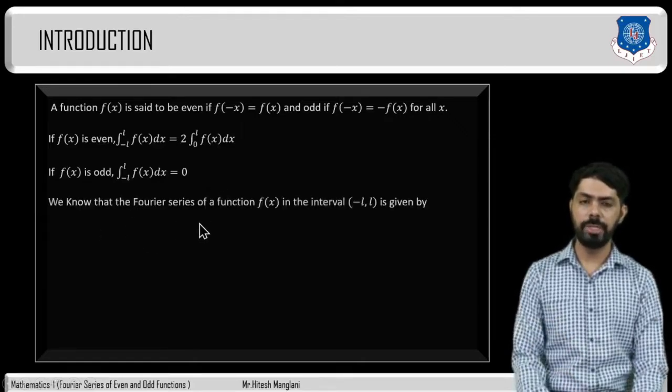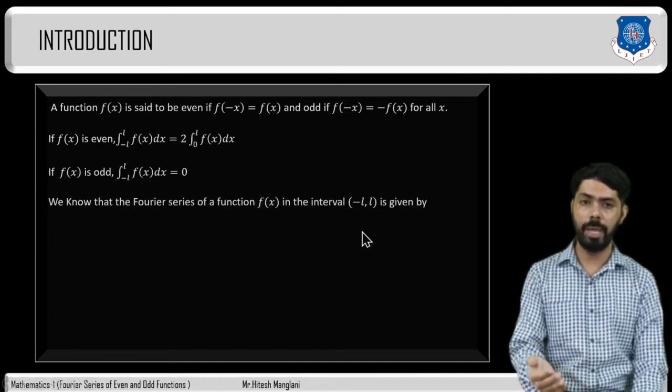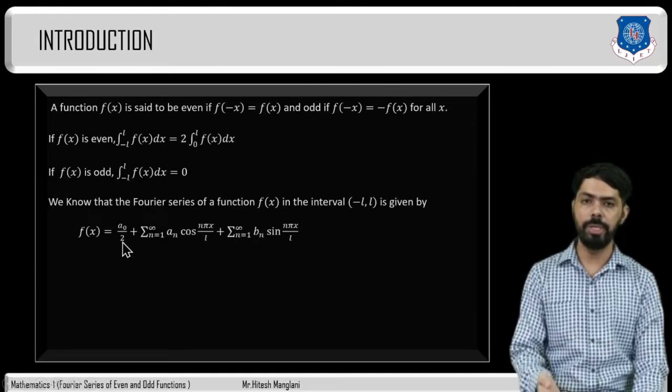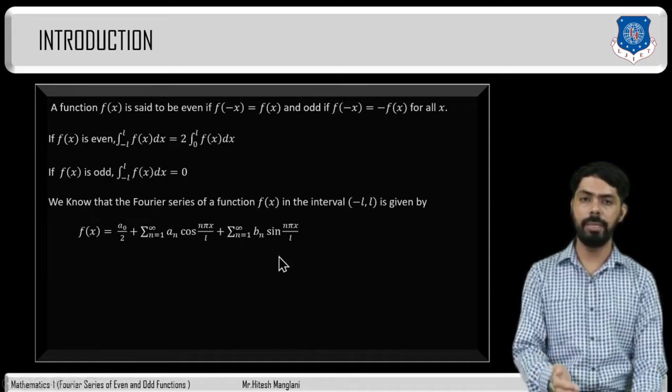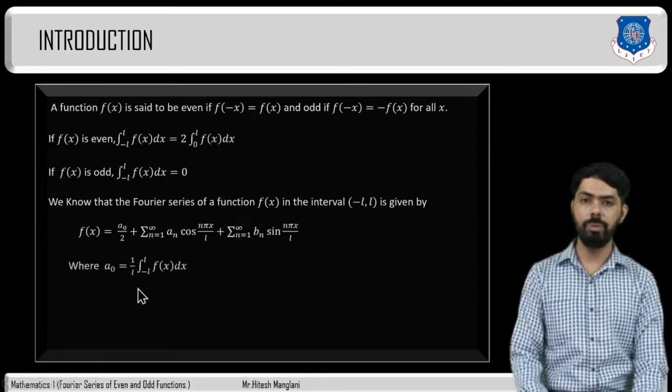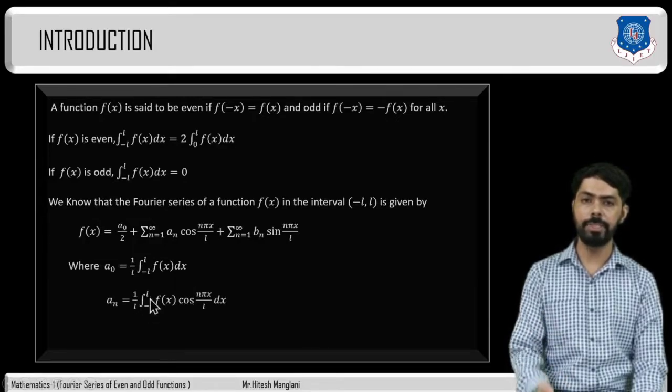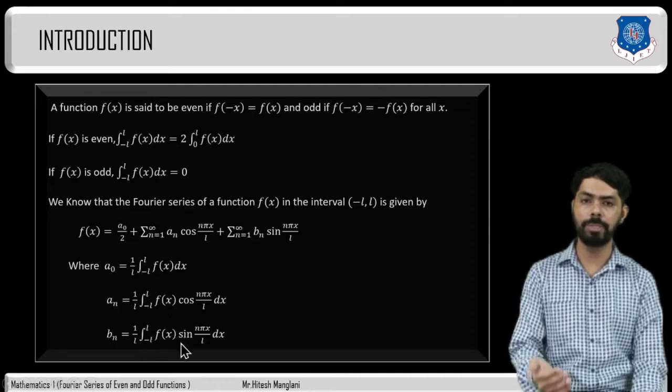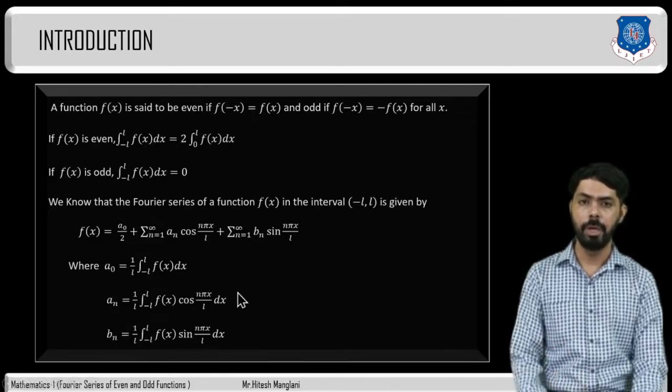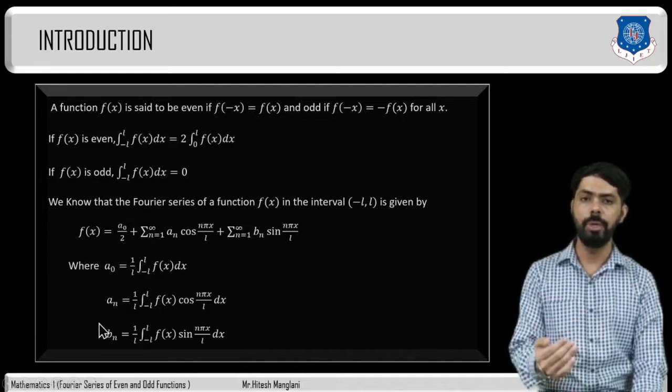Now we know that the Fourier series of a function f of x in the interval minus L to L is given by f of x is equal to a0 divided by 2 plus sigma n equal to 1 to infinity an cos n pi x divided by L plus sigma n equal to 1 to infinity bn sin n pi x divided by L, where a0 is 1 divided by L integration from minus L to L f of x dx, and an is 1 divided by L integration minus L to L f of x into cos n pi x divided by L dx, and bn is 1 divided by L integration from minus L to L f of x sin n pi x divided by L dx. So this is how we can find out the values of a0, an and bn.